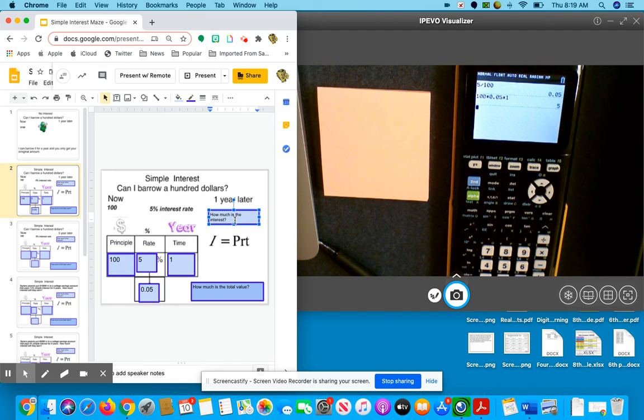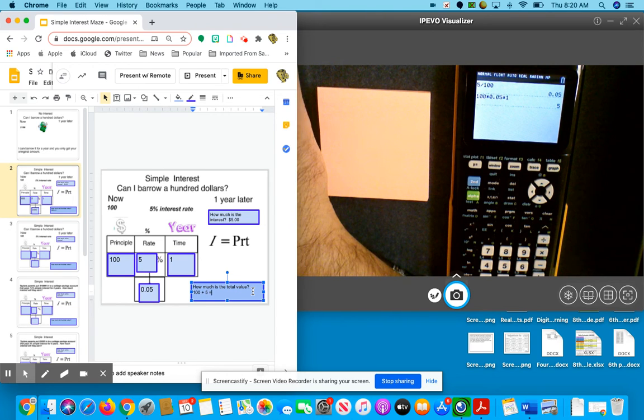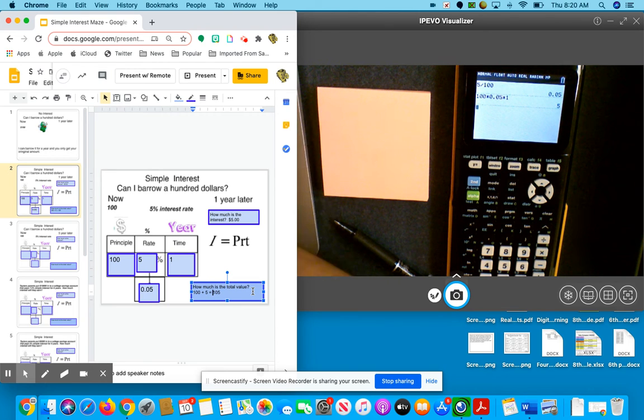How much is the interest? Well, the interest that I'm going to have to pay back to you, or the bank, whoever I borrow the money from, is going to be $5. How much is the total value? Originally I had to pay the $100 because I borrowed the $100, and I'm going to add my interest, which was my $5. So the value of this loan at the end of a year is going to be $105.